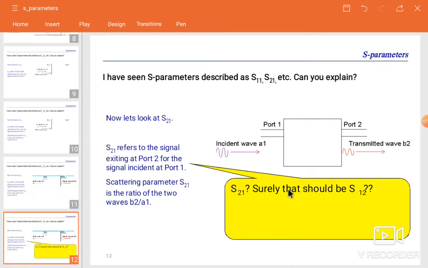Now let's look at S21. S21 refers to the signal exiting at port 2, for the signal incident at port 1. The scattering parameter S21 is the ratio of B2 to A1.